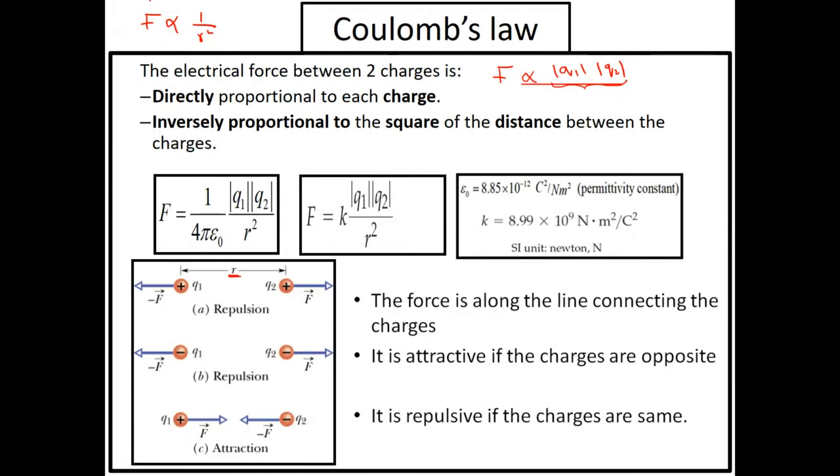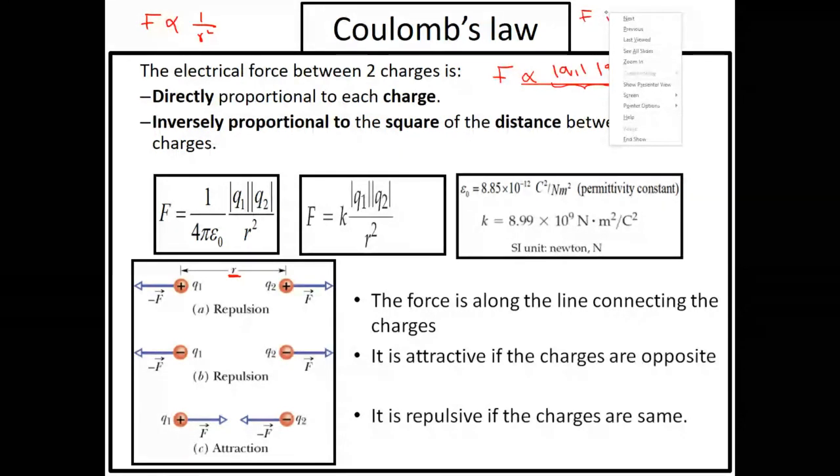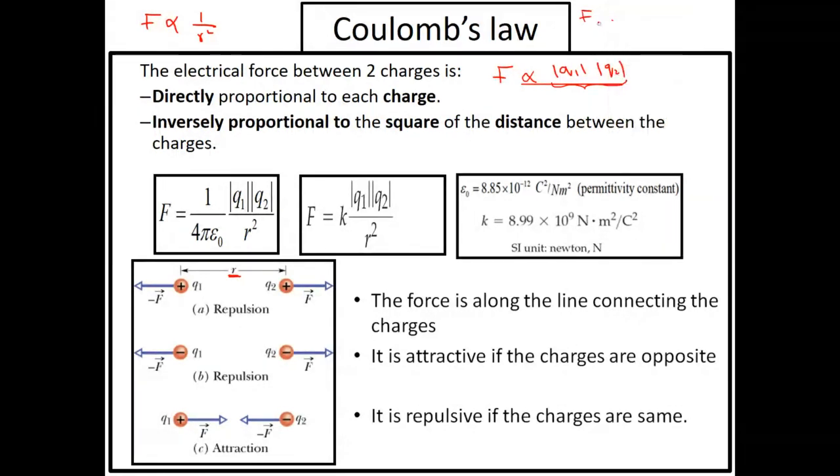Now, if I mix these two together, how can I write it, my dear? I can write that the force has a direct relation with the charge 1 magnitude and the charge 2 magnitude, and it has an inverse relation with the square of the distance between the two charges. My dear, here r is not a radius, r is the distance.